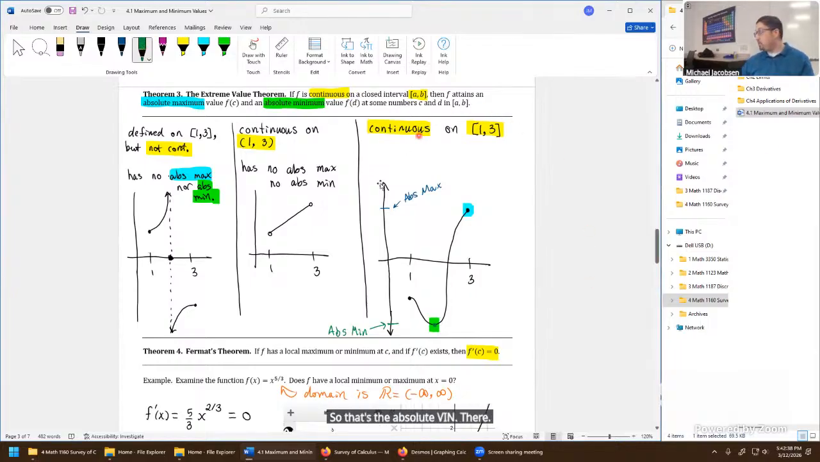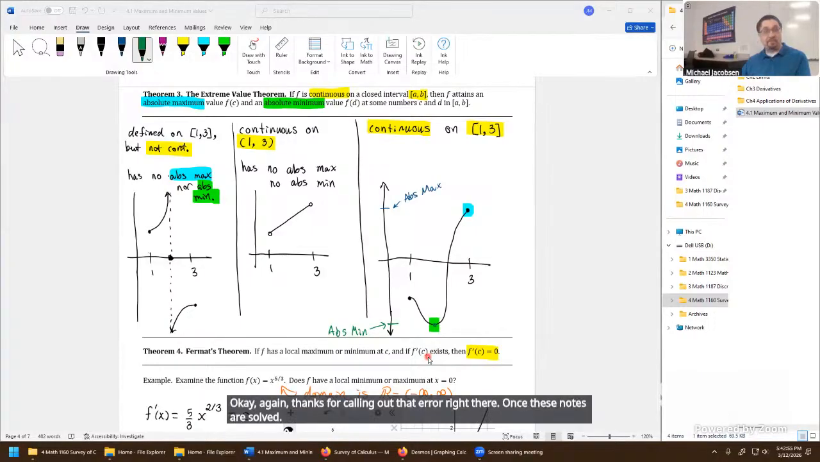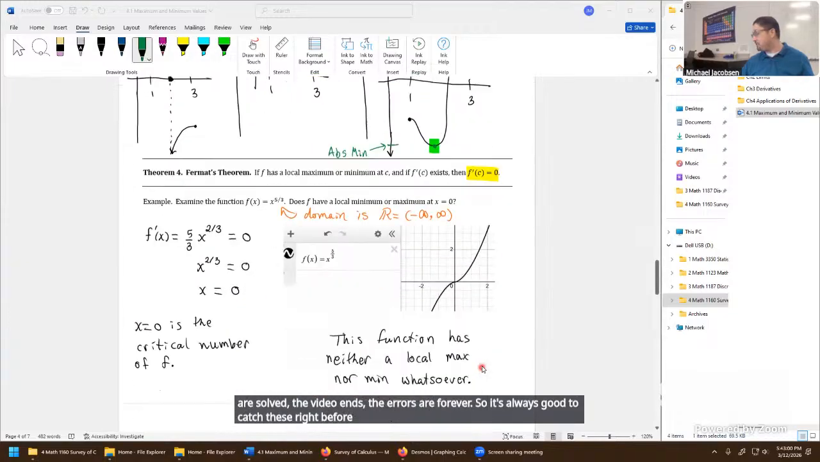Other questions at the moment with this graph or other problems we've done? Okay, again, thanks for calling out that error. Once these notes are saved and the video ends, the errors are forever. So it's always good to catch these right before we close out for the day.